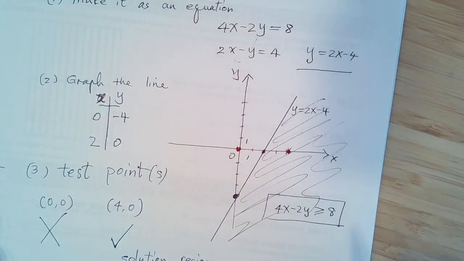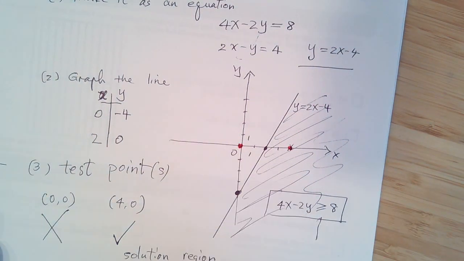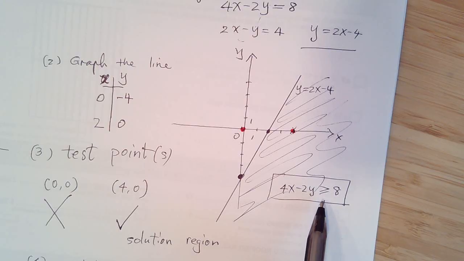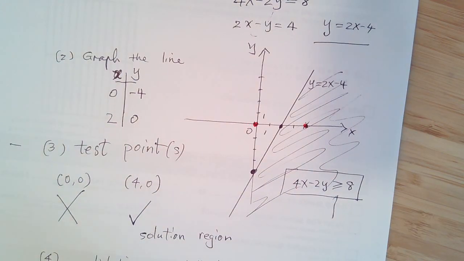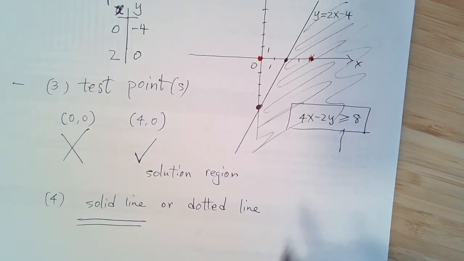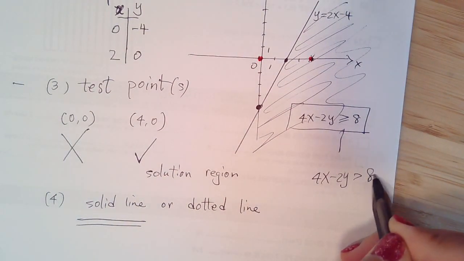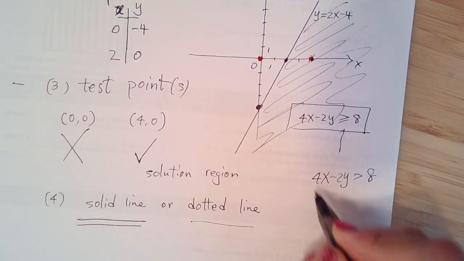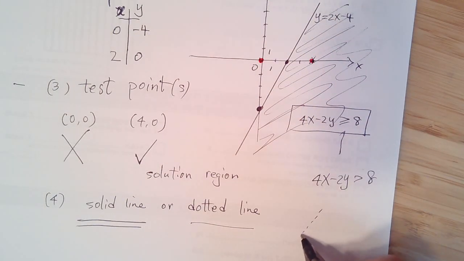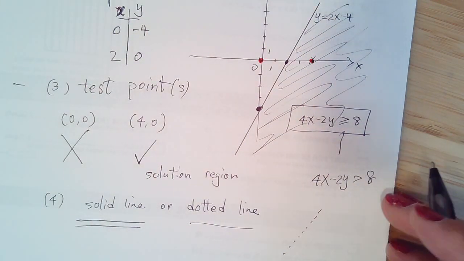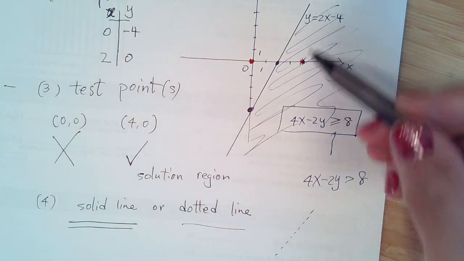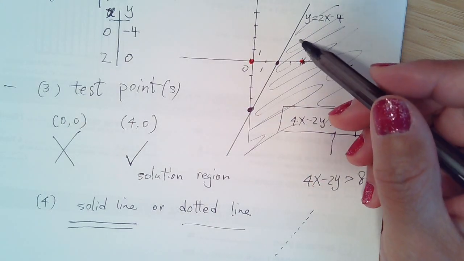How can you tell? Just by this sign. If this sign has equal, see here it is greater than or equal to, then I'm going to use a solid line. If it only says 4x minus 2y greater than 8, I'm going to use a dotted line. So that line will look like this. Now, you might say, wait a second, you already drew a solid line here. How should I do that?